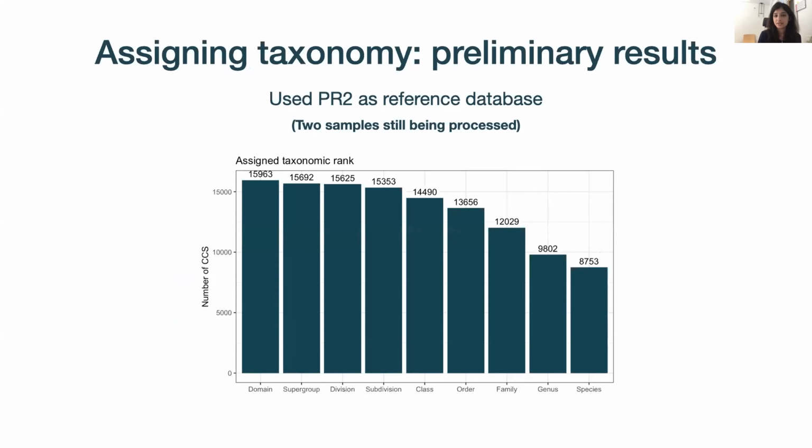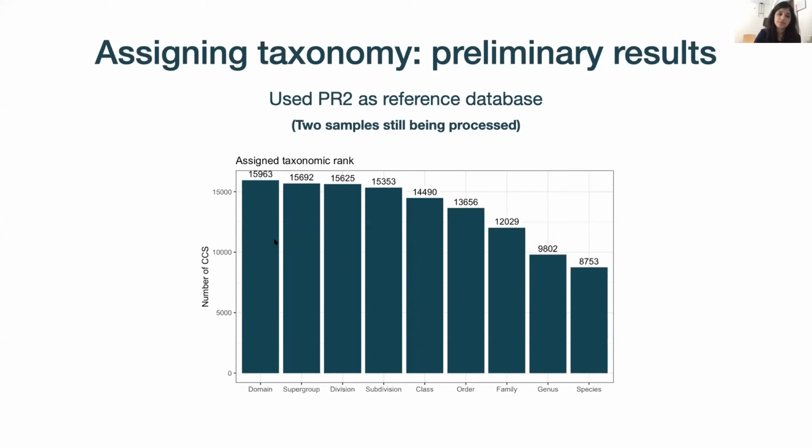So we assigned taxonomy as described before, the only difference being that this time we used the PR2 database. And this is the best reference database for eukaryotic 18S that's available. And the great advantage is that it has standardized taxonomy. So this cumulative graph shows how well, or to what rank, we were able to annotate the OTUs. On the leftmost, we have the domain, which is Eukaryota, and this goes down to species level on the right.